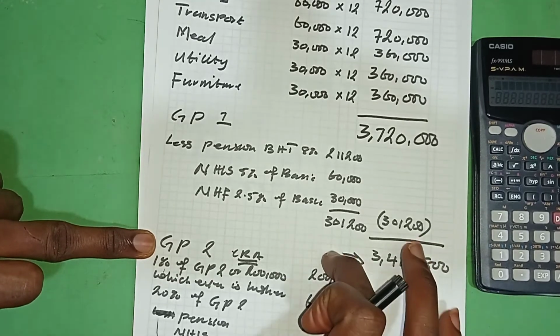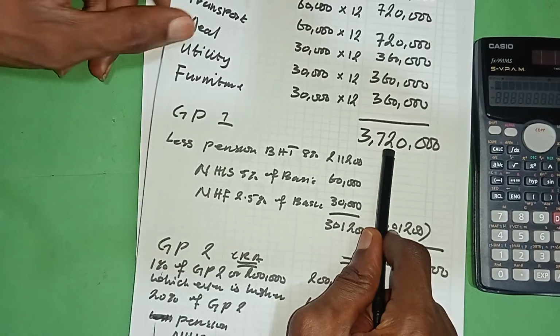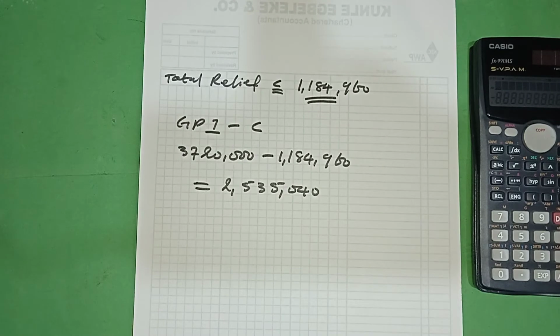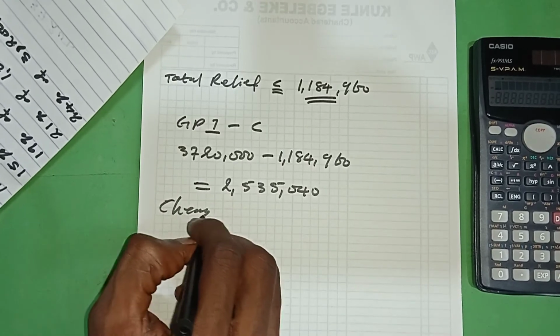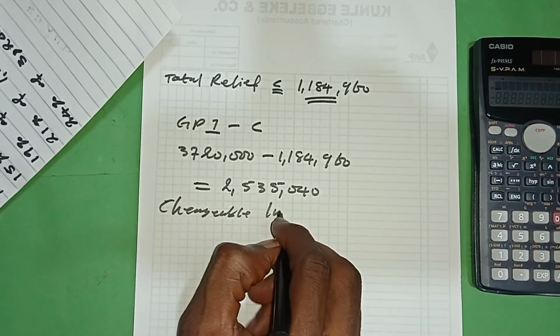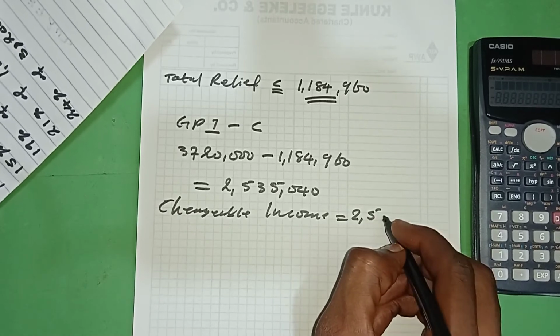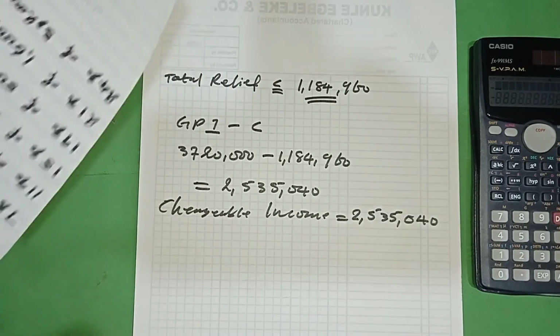Then after we arrive at this figure here, the total relief will be deducted from your GP1. Take note of this. Total relief will be deducted from your GP1. So in this case, this will be our chargeable income, which is 2535040. Hope you are getting it.